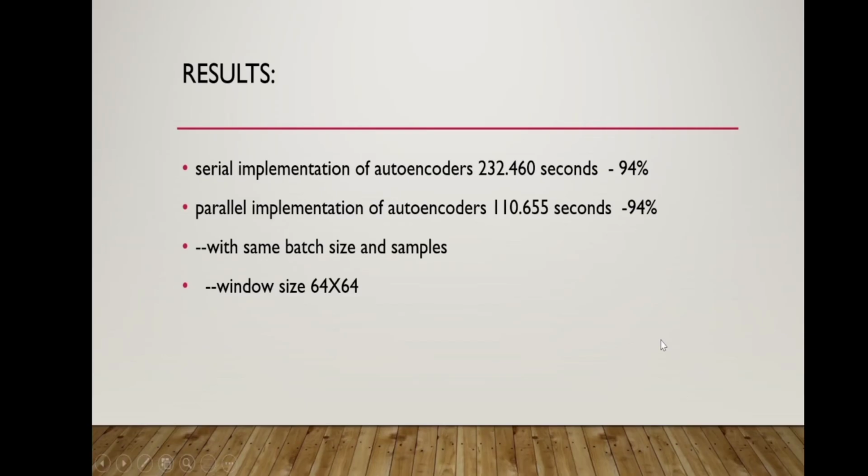Now we'll see the results of our project. First, the serial implementation of autoencoders took around 232.4 seconds with an accuracy of 94%. And the parallel implementation of autoencoders took around 110.6 seconds with the same accuracy of 94%. These models use the same batch size and same number of samples, and the window size used by these two implementations is 64 into 64.